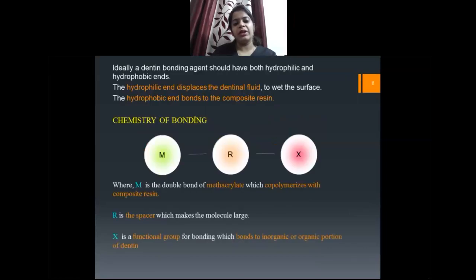Mechanism of dentin bonding agent. The dentin bonding agent has both hydrophilic and hydrophobic ends. The hydrophilic end displaces the dentinal fluid, whereas the hydrophobic end bonds to the composite resin. Coming to this diagram, M is the double bond of methacrylate which copolymerizes with the composite resin, and R is the spacer, whereas X is the functional group which bonds to the inorganic and organic portion of the dentin.